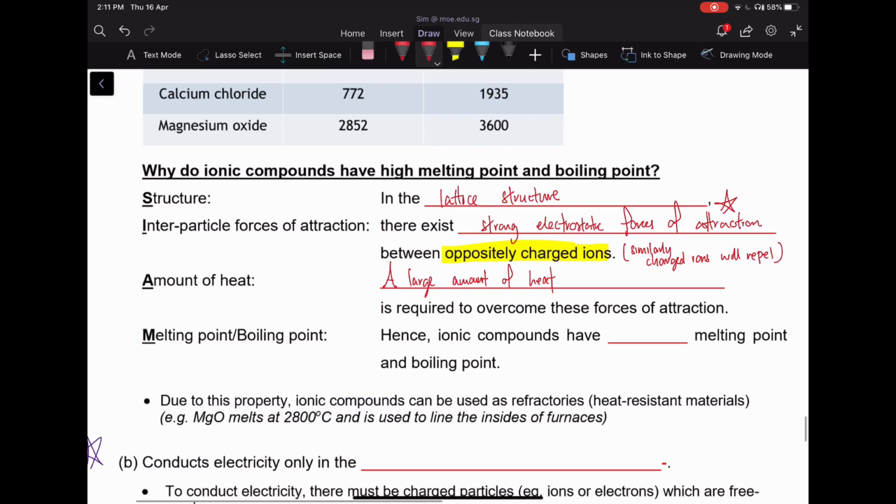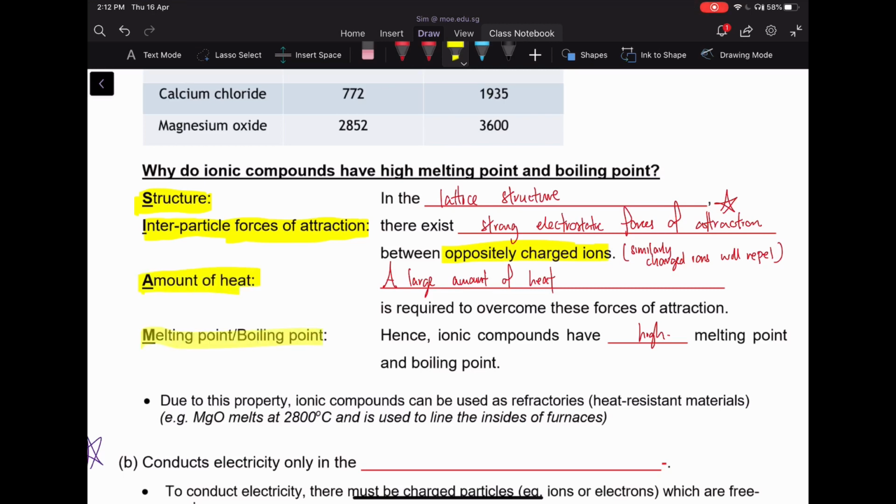Okay, and therefore they have high melting and boiling point. Now if you look at how I structure my answers, there are 4 different parts. I start with the first thing by talking about the structure. Then I talk about what is in between the oppositely charged ions. Is it electrostatic force of attraction or something else? Then last but not least, I end with the amount of heat needed to overcome this attraction.